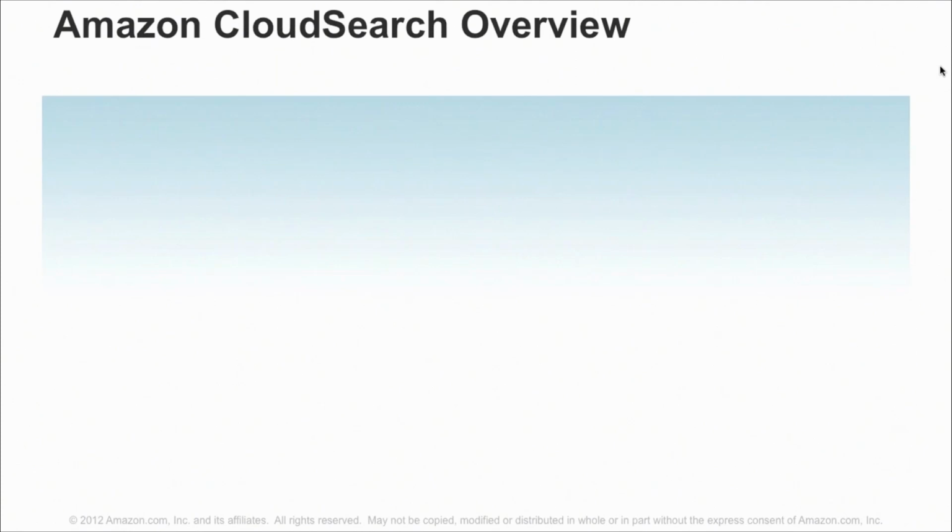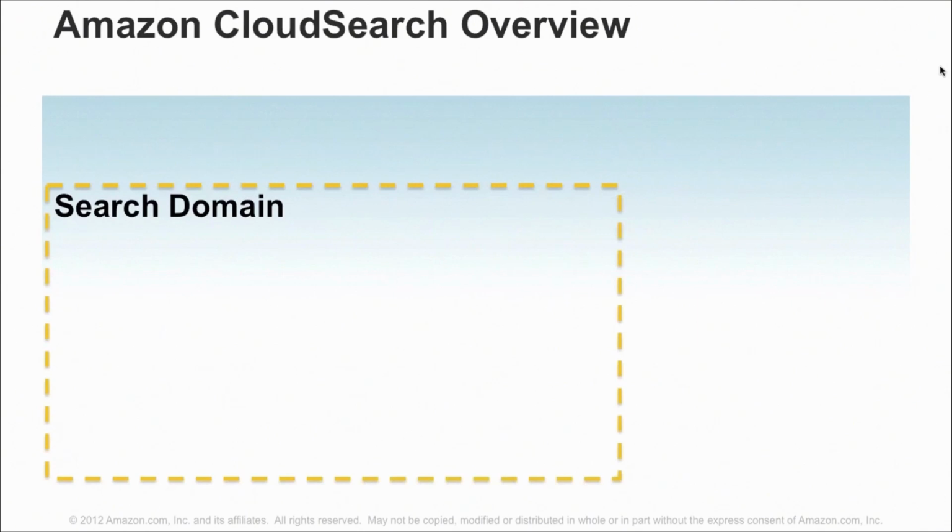We're going to dive into a little bit of an overview of Amazon CloudSearch now. And again, just for people who are not familiar with CloudSearch in the audience, when you sign up for CloudSearch and when you get started, you create what we call a search domain. A search domain is the hardware and software that comprises a search engine in the cloud for you to interact with.